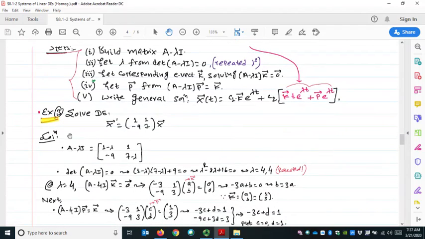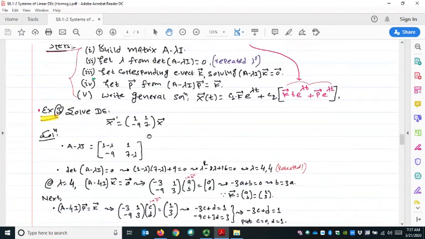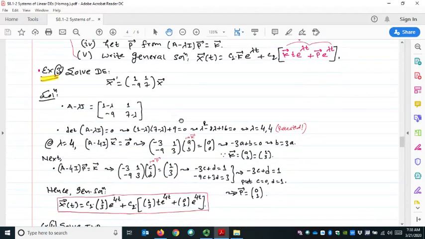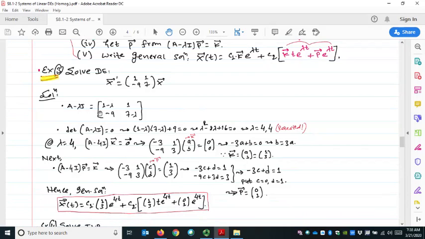Solve the differential equation vector x prime equals the coefficient matrix 1 -9 1 7 times vector x. Let's follow the steps. Find the matrix A minus lambda I. So we are subtracting lambda from the diagonal entries of this matrix. So 1 minus lambda, keep negative 9 as it is, keep 1 as it is, so 7 minus lambda. Next, set the determinant of this A minus lambda I matrix equal to 0, which gives a quadratic in lambda. So it has two values, but both are equal. So we have a repeated lambda, which is lambda equals 4.